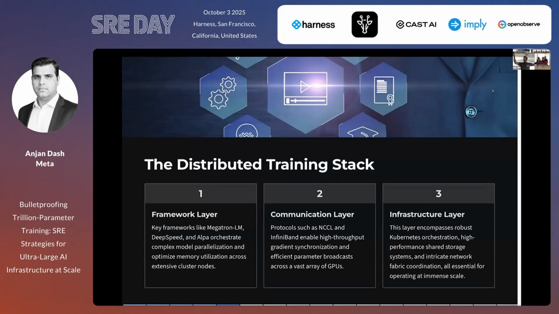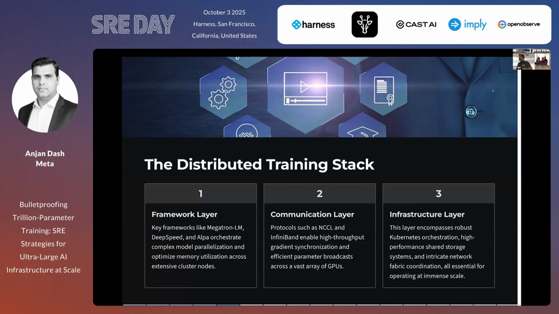The framework layer has many players, but I'm from Meta, so PyTorch wins. But generally, not because I'm from Meta, PyTorch is the kind of winner there. That library is mostly used. On top of PyTorch, we have some more frameworks like Megatron, which is from NVIDIA, and DeepSpeed from Microsoft. These framework layers basically help us train the model, right? They are just helping you on the application framework layer.